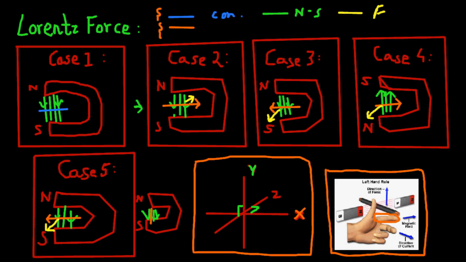So all you need to remember is that if your conductor is like this, and your field lines are also like this, it's not going to cut any of those green lines. However, if you even have it like this, it will cut, but the effect will not be that great. So this is the case that you'll be taking for all of your problems involving Lorentz force.